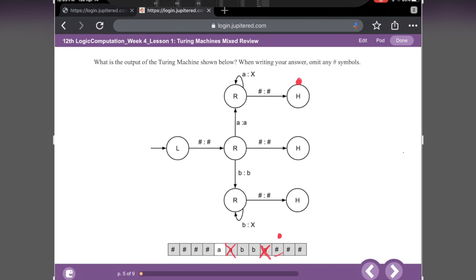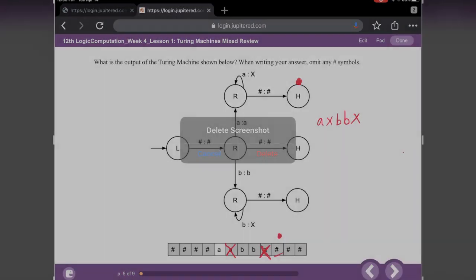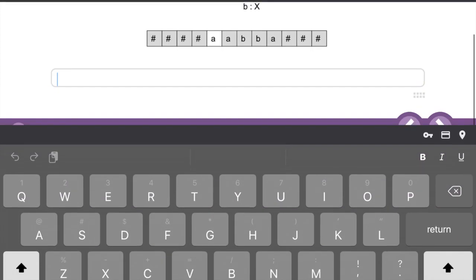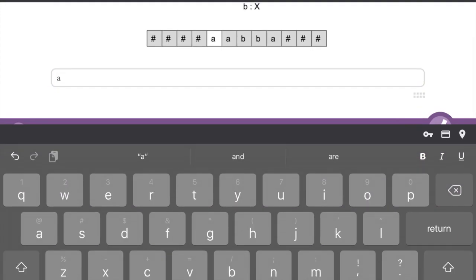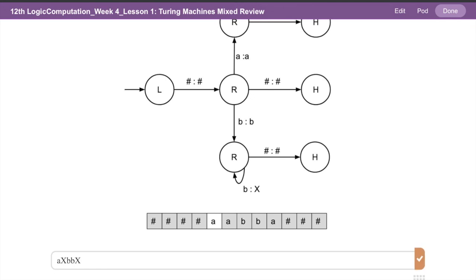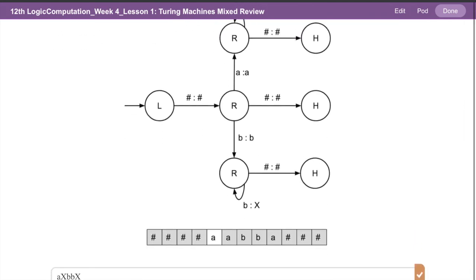Okay, and what's left on the tape? The tape says this now: A, X, B, B, X. So it must have simply deleted all of the A's after the first one. That's what that Turing machine did. Okay, and let me type that in. Good, it says that AXBBX is what we should have gotten.